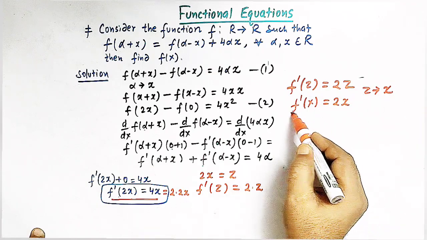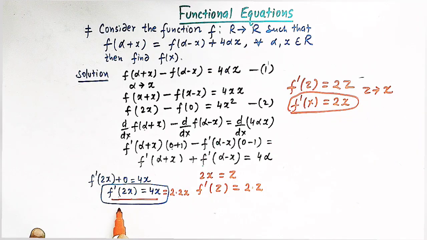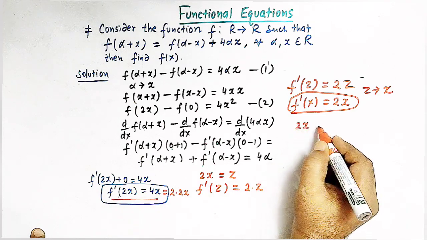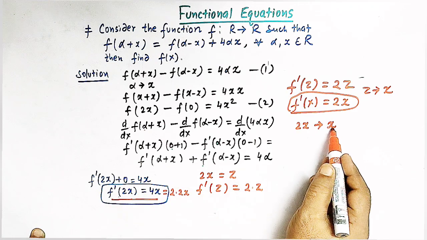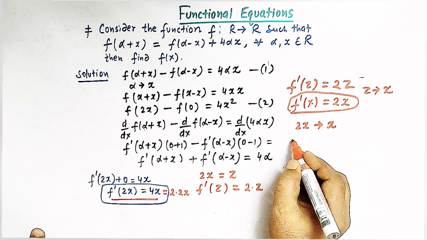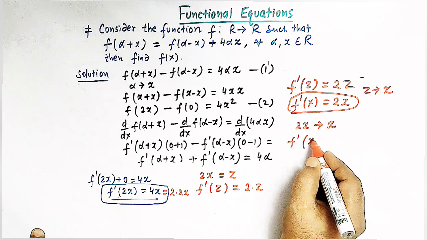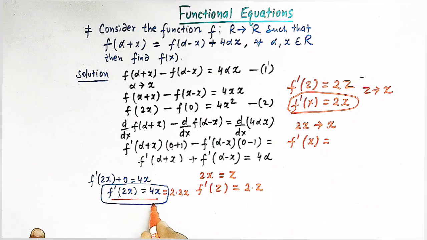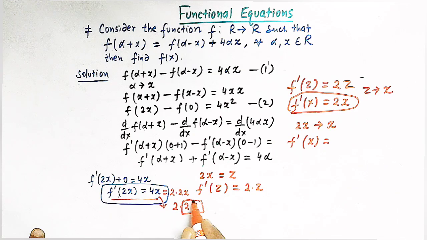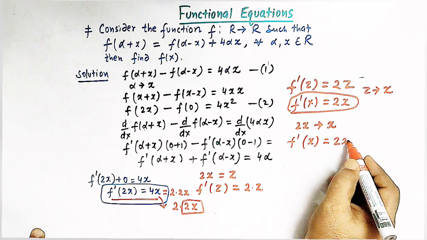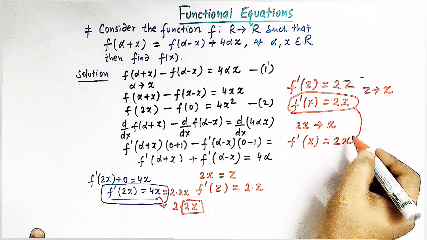Now we can also arrive at this equation if we start with replacing 2x by x, right? So if we replace 2x by x in this equation, then we'll get f prime of x, and here we have 4x. 4x can be written as 2 times 2x. Now we are changing 2x to x. So we can now write x for 2x. So here we have 2x. So we'll get the same equation.